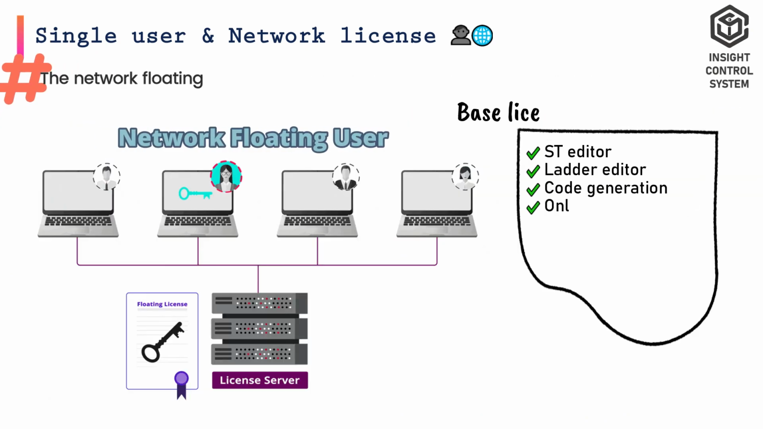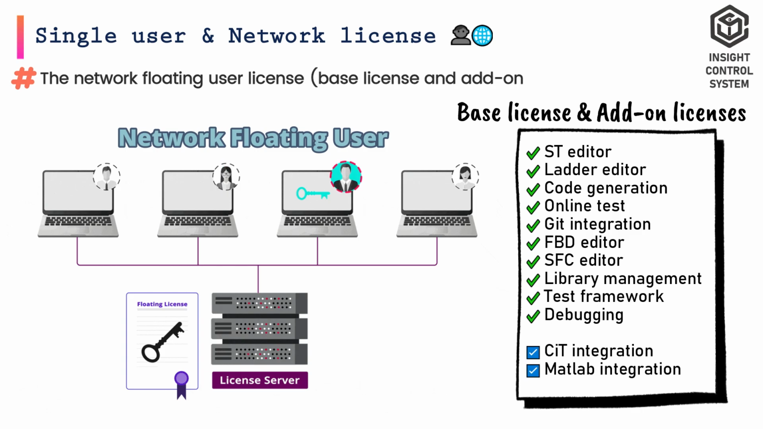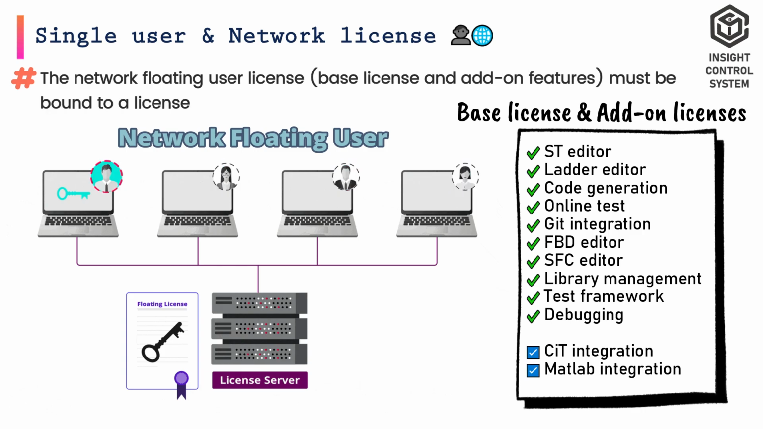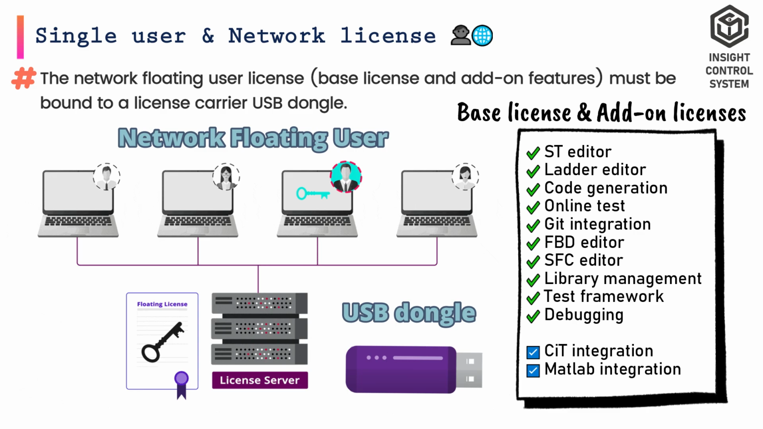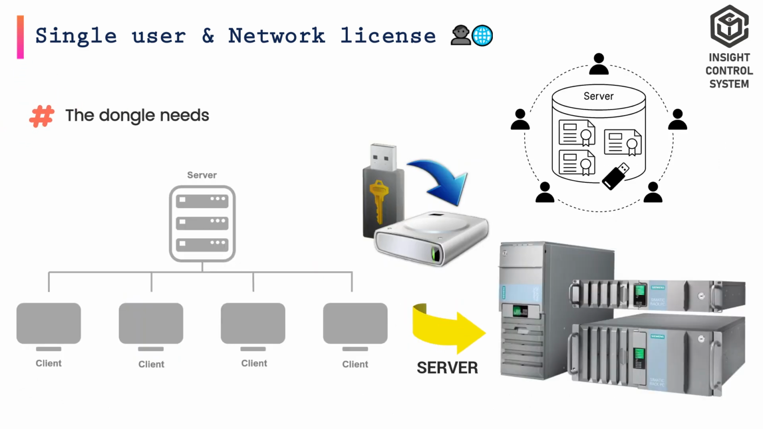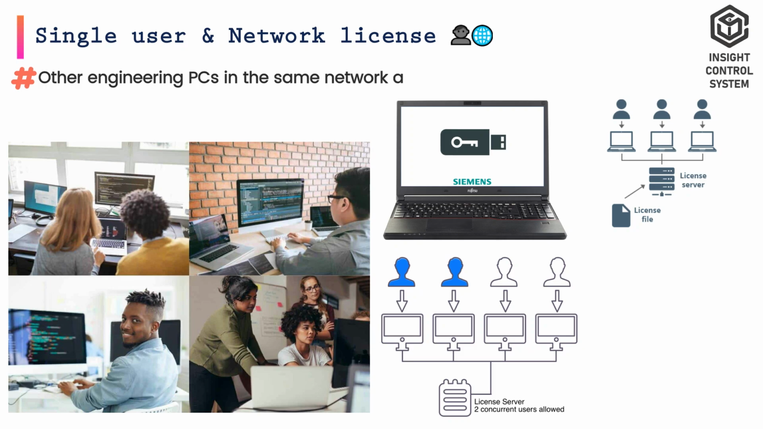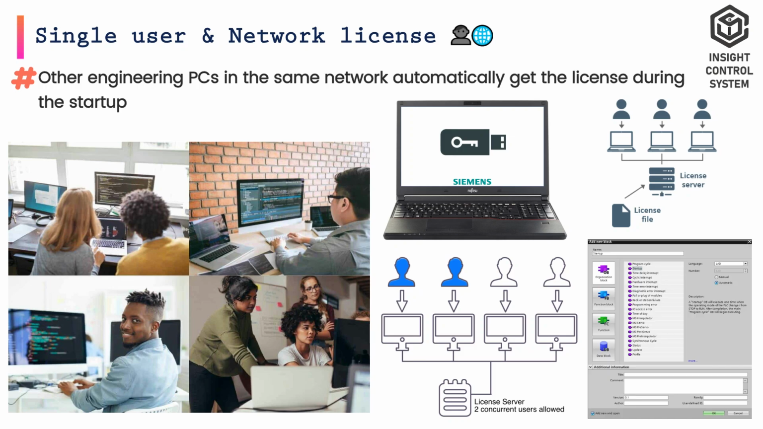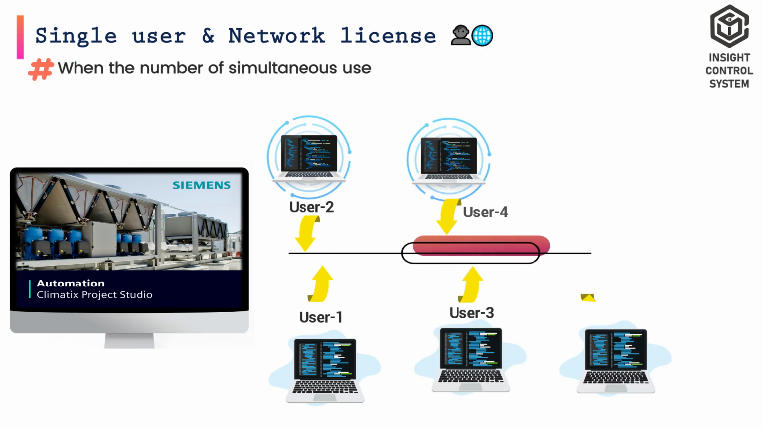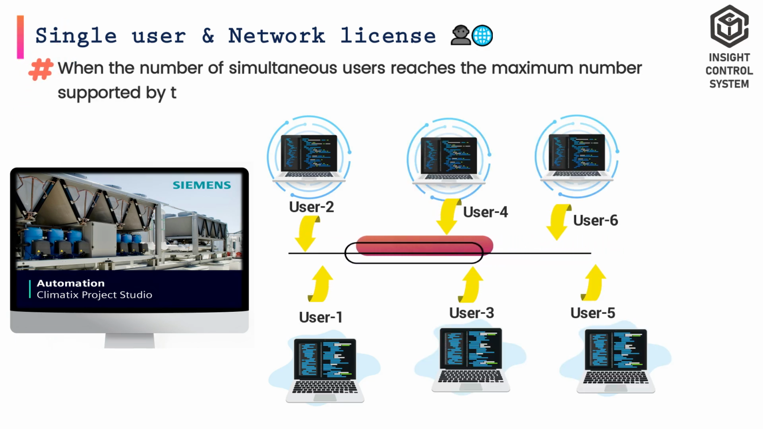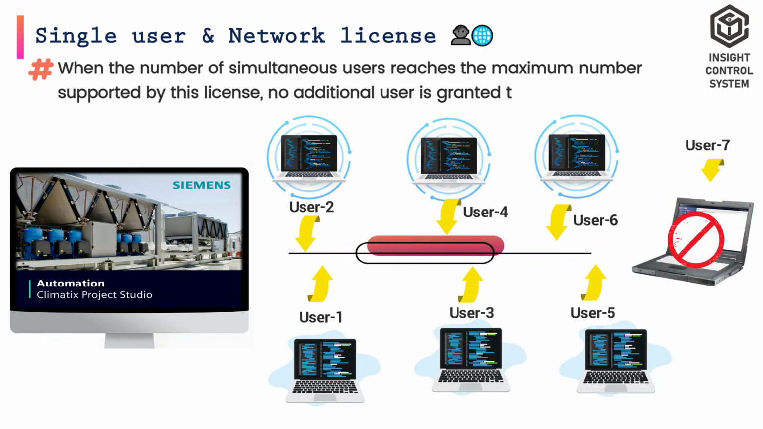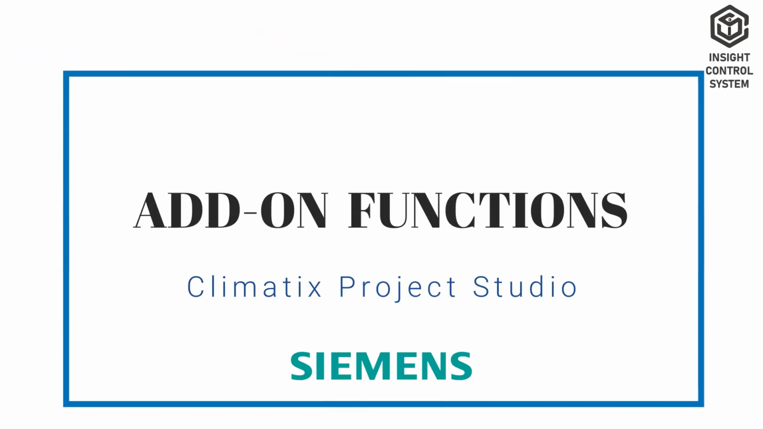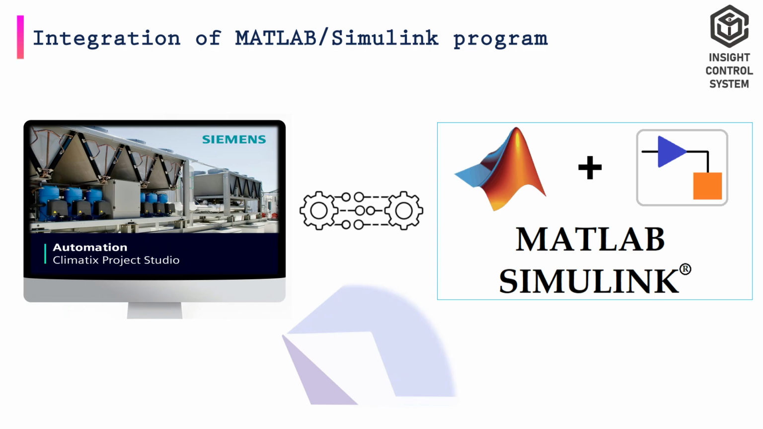The network floating user license, base license and add-on features must be bound to a license carrier USB dongle. The dongle needs to be plugged into a server. Other engineering PCs in the same network automatically get the license during the startup of the software. When the number of simultaneous users reaches the maximum number supported by this license, no additional user is granted a license. Add-on functions. Integration of MATLAB and Simulink program.